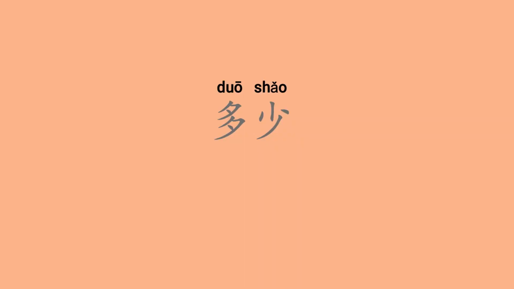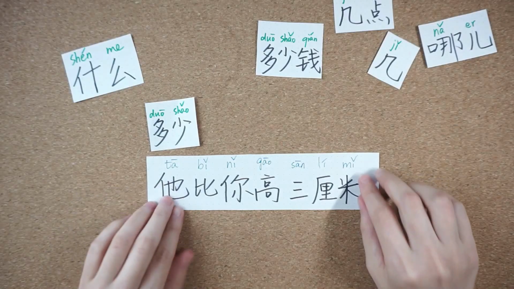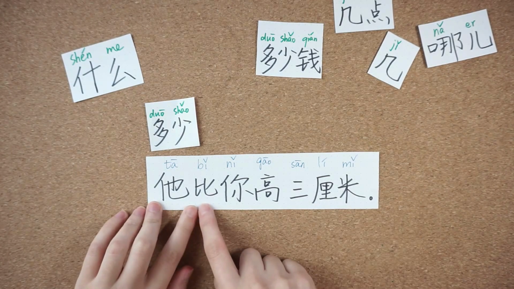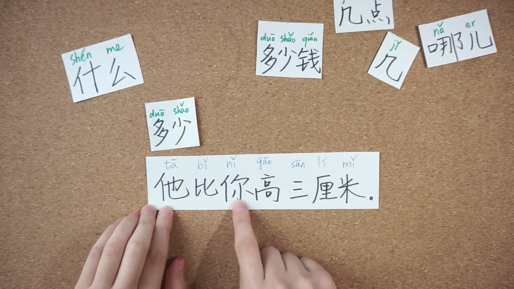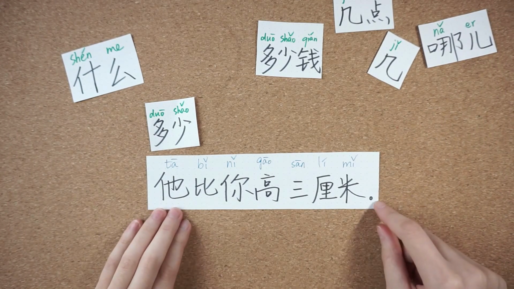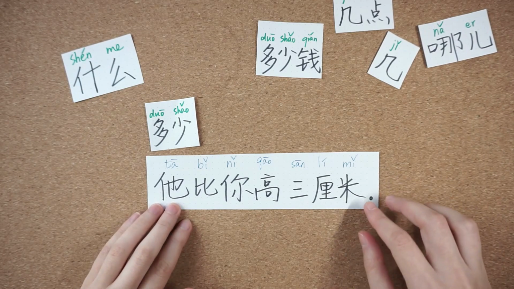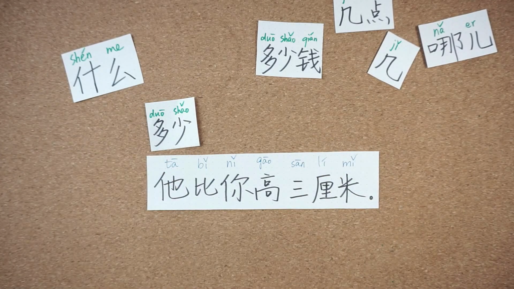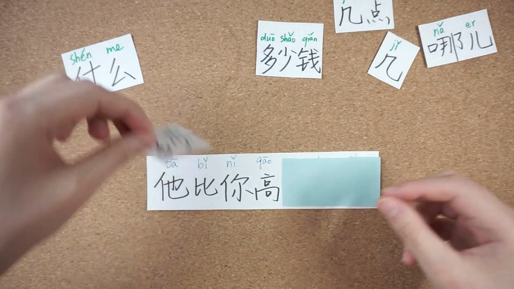The next question word I want to share is 多少. 多 means many, 少 means little, few. So 多少 combined together means how much. We use 多少 to ask about the amount of something. This is a statement. 他比你高3厘米. 比 is imperative word. He comparing to you taller 3厘米, 3 centimeters. I wonder how much is he taller than you? Then the information I'm actually asking about is 3厘米. So I replace 3厘米 with 多少.